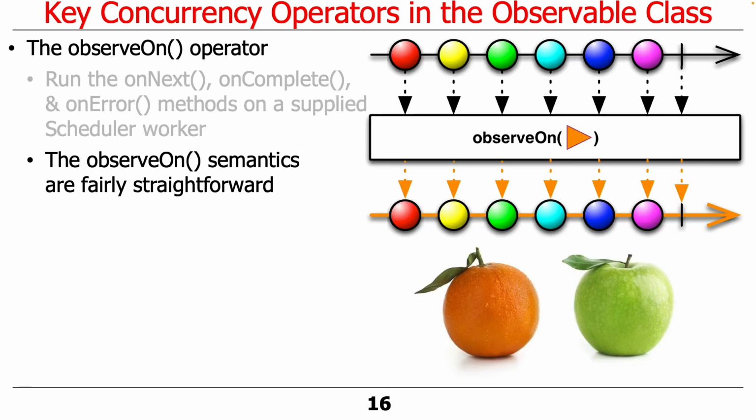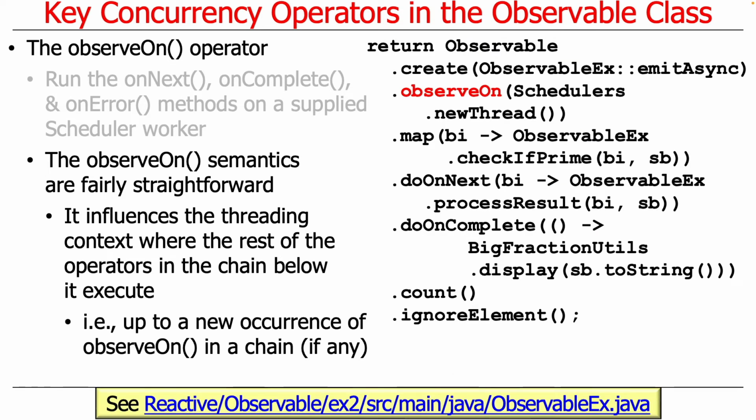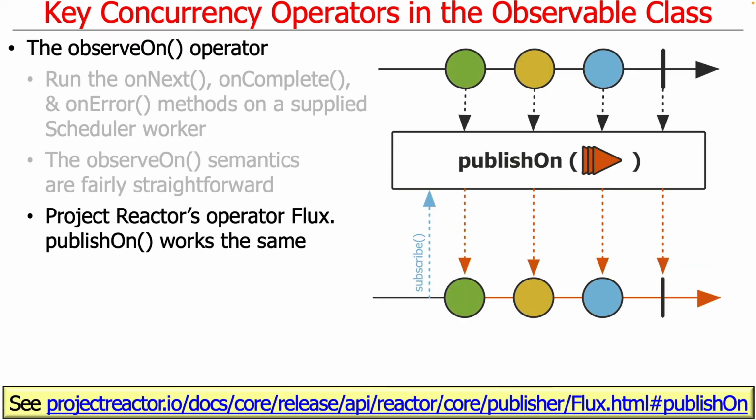But the observe on semantics are different and, quite frankly, more straightforward than the ones that you get with subscribe on. In particular, whenever you call observe on, from that point onwards down the chain, the computations will run in the designated scheduler context, up to any new occurrence of observe on, if any. So you can actually have observe on occurring in multiple places within the chain, and that'll change the context if you give it a different scheduler to run on. And once again, it's a little bit mysterious until you see this all work out. We'll take a look at some examples shortly that illustrate how this works.